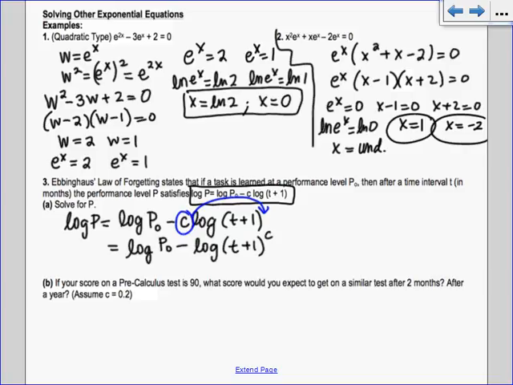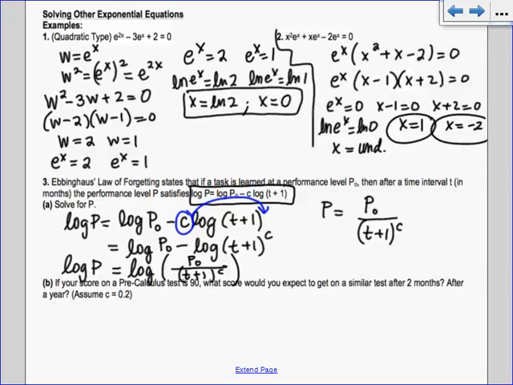So now what do you think you do? Log of what? P sub 0 times t plus 1. Close. He said times, though. Divided by, right? So it's minus, so you divide it. Equals log of P. Are we able to solve for P then? Yeah, sure. We have log of something equals log of something, right? So we can say P is equal to P sub 0 over t plus 1 to the c.